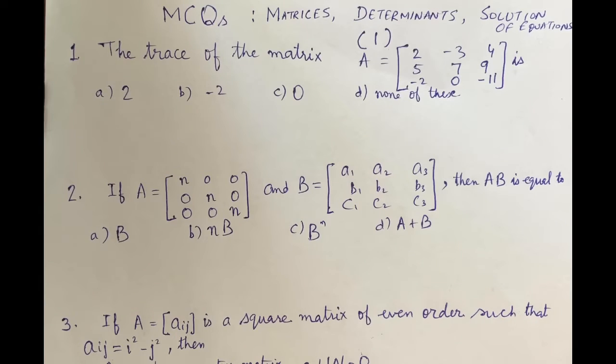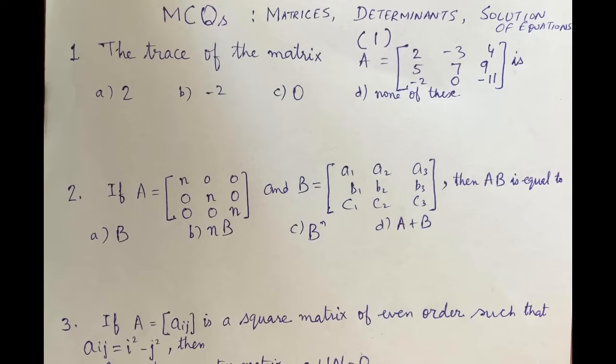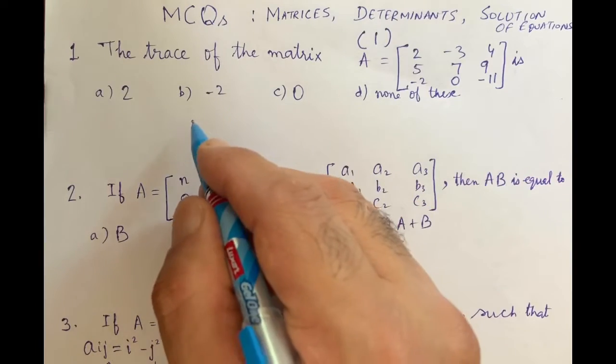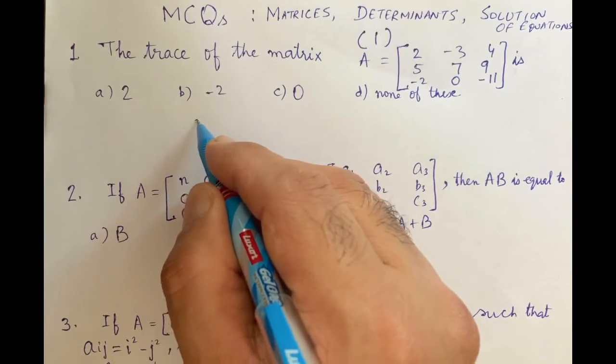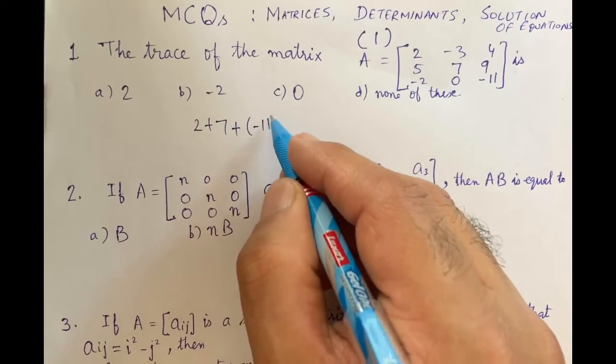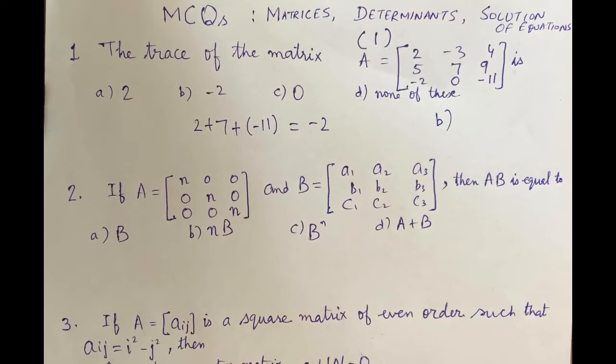Hello and welcome. Students, we are discussing multiple choice questions from chapters on matrices, determinants, adjoint inverse and solution of equations. The first one, trace of matrix. We know trace is sum of diagonal elements. So here sum of diagonal elements will be 2 plus 7 plus, this is minus 11, this is minus 2. So this is the answer.